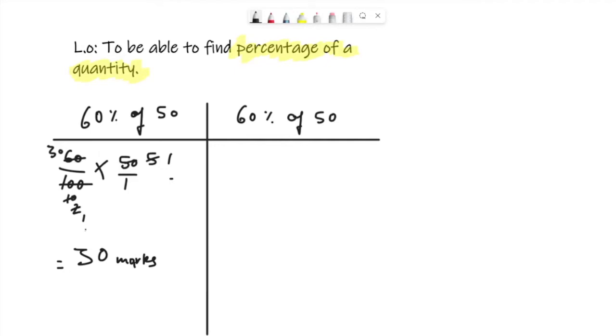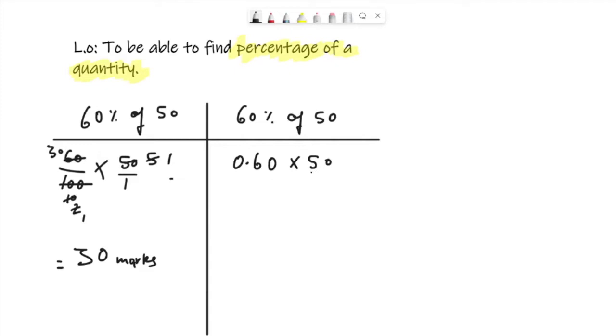This way is easy if you have easy numbers to simplify. But there is another way which will help you to find percentages with typical numbers. That's easier in the other way. So again, let's write 60 over 100. If I write 60 over 100 as a decimal, we always move the decimal 2 times back. So 60% as a decimal is 0.60. You always have to move 2 times back. Of is multiply, 50. So that's it. This will give you the answer.